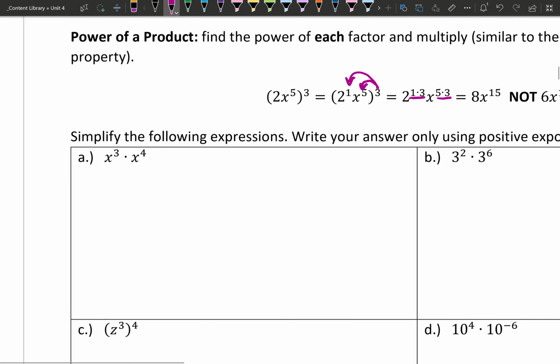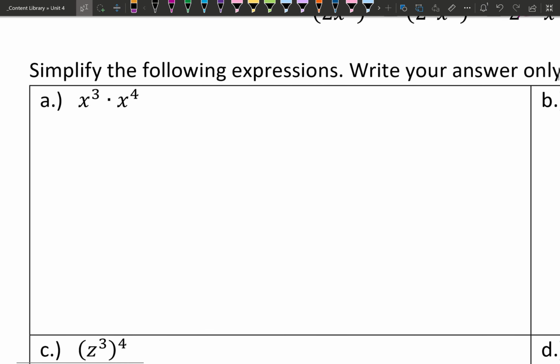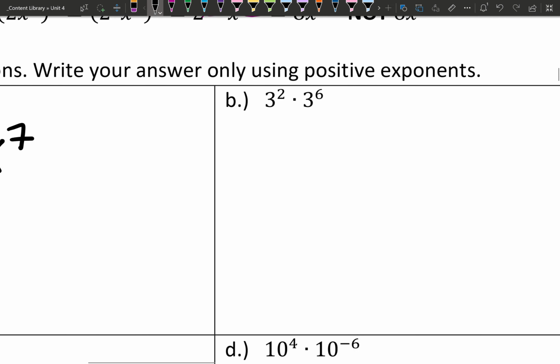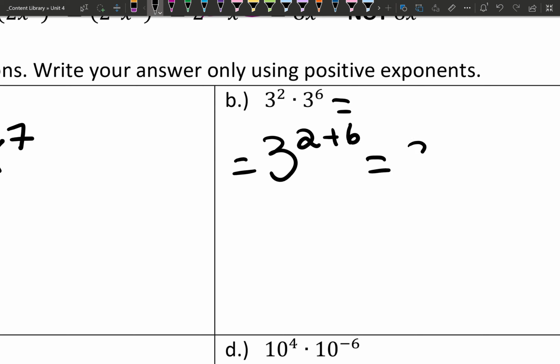All right, let's try these out. Letter A. X to the 3rd times x to the 4th. Well, that's multiplying with the same base. So that becomes x to the 3 plus 4, which is x to the 7th. Letter B. 3 to the power of 2 times 3 to the power of 6 becomes 3 to the power of 2 plus 6, which is 3 to the power of 8.